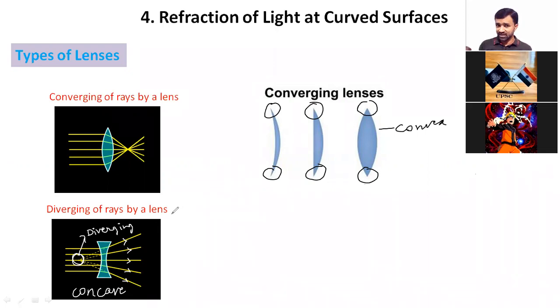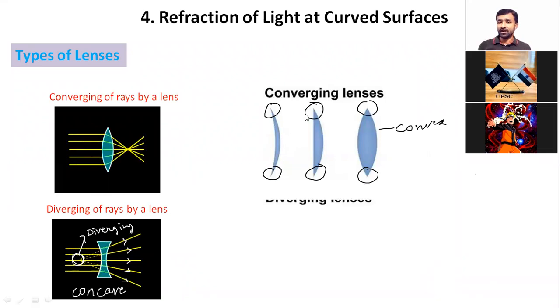So convex lens is a converging lens. Concave lens is a diverging lens. I'll give you two more names. What are they? Concave and convex lenses are known as diverging lens or converging lens. Concave is diverging. Convex is converging.